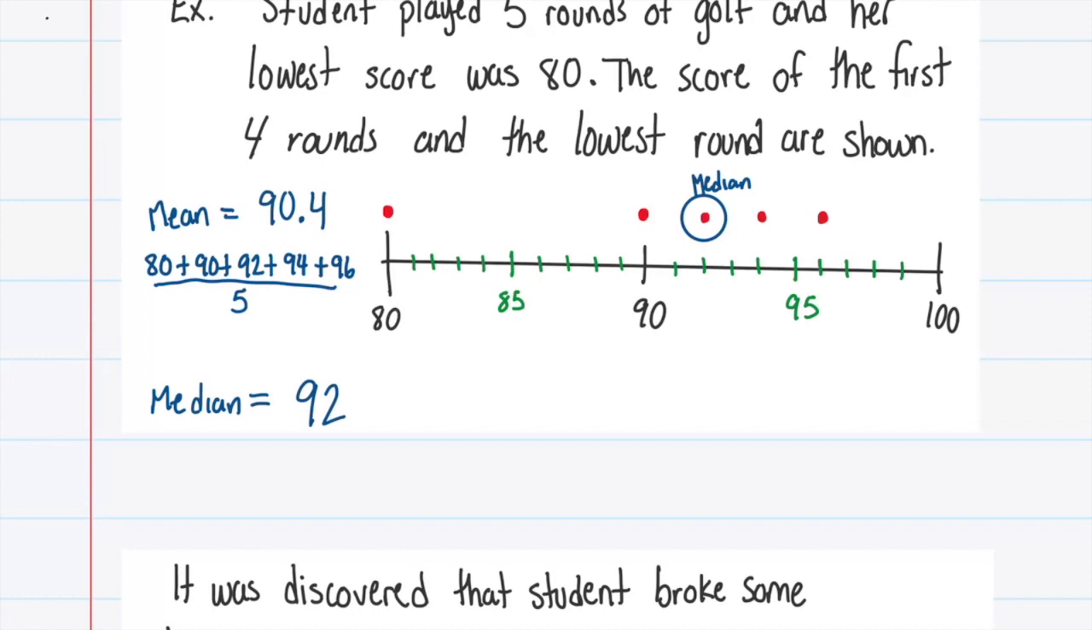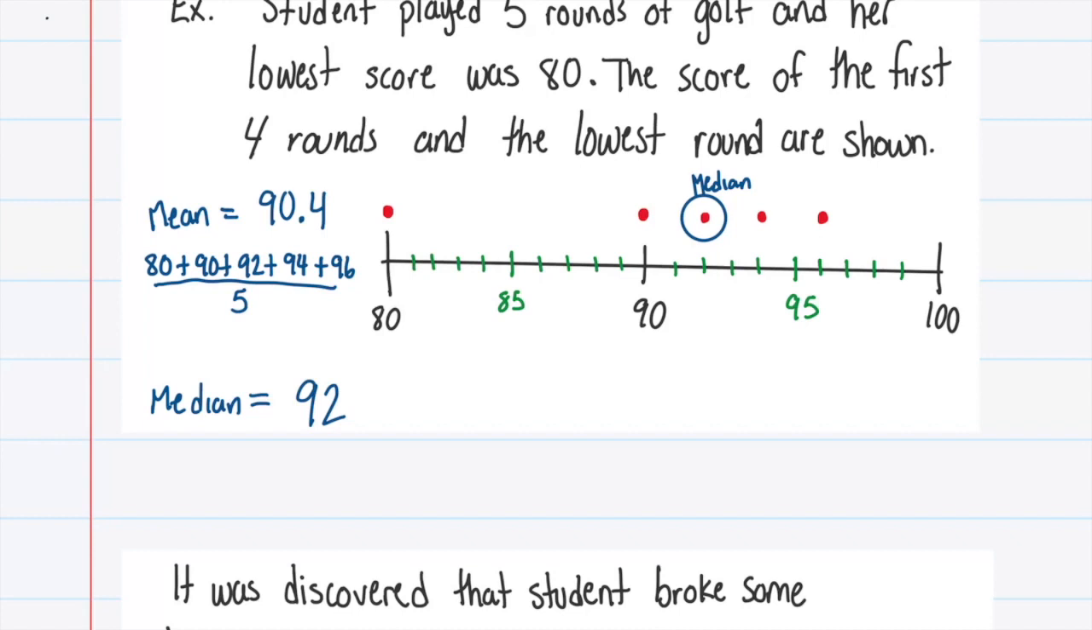5 rounds of golf, and her lowest score was an 80. Now, if you guys have never played golf before, the point of the game is to get the lowest score possible, guys. Just like when you're running, the fastest time is the one that wins, the one that takes less time. So the scores of the first 4 rounds are shown below.